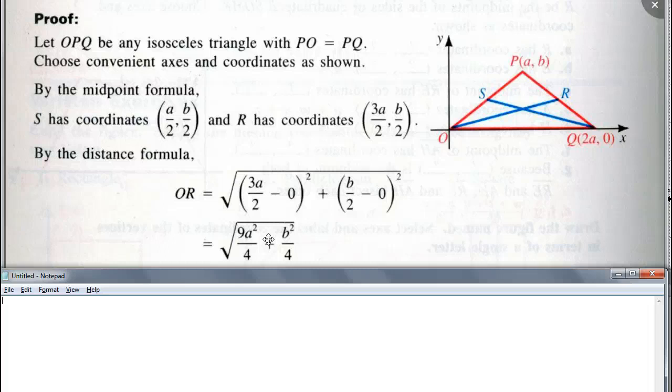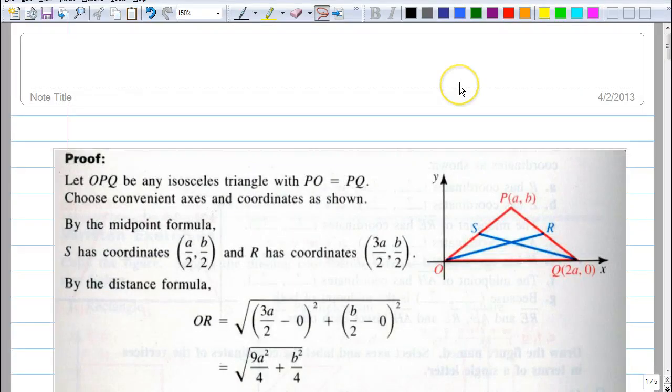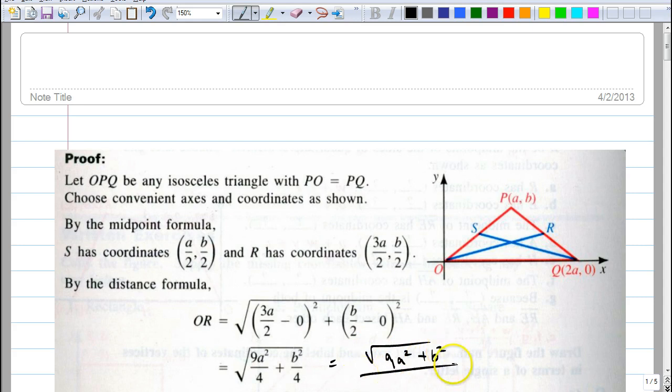Yes, very good. So you're right. I should have said square root of 9a squared plus b squared over 2, right? Because square root of 4 is 2. Very good. That's what I should have written. All right, let's write that out actually. Here we go. So they should have done this as, this should equal, what? Square root of 9a squared plus b squared all over 2.